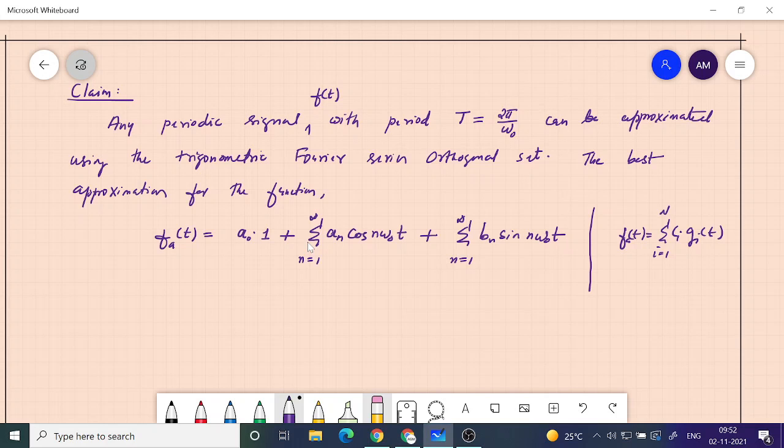And then another set of functions in the set is sine functions, with varying frequency, which are harmonics of the fundamental frequency. Omega 0 is the fundamental frequency, that is cos omega 0 t and sin omega 0 t. When you multiply that by n, a positive integer, you get a harmonic. 2 omega naught is called the second harmonic.